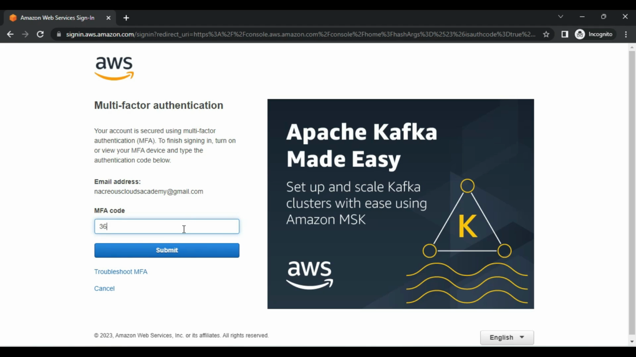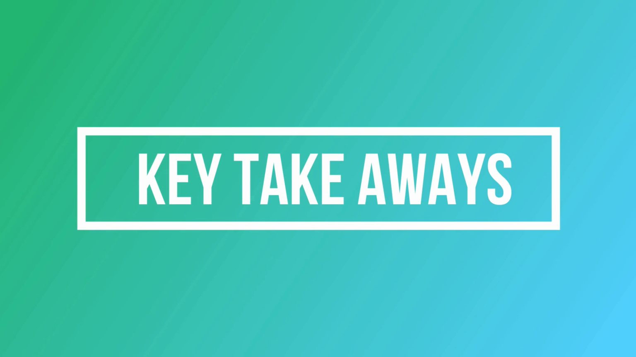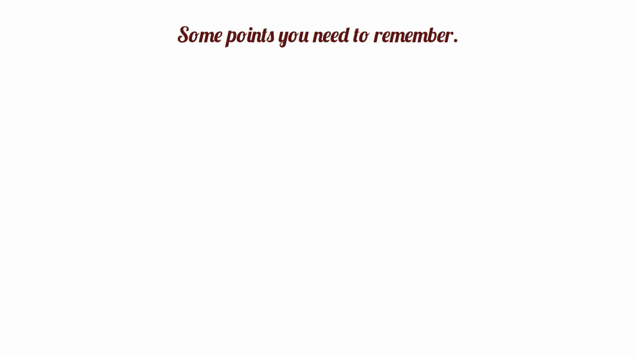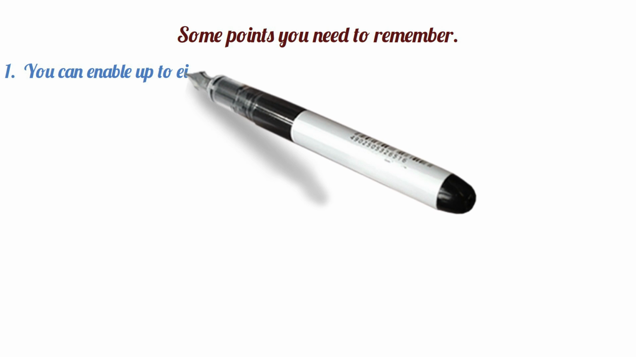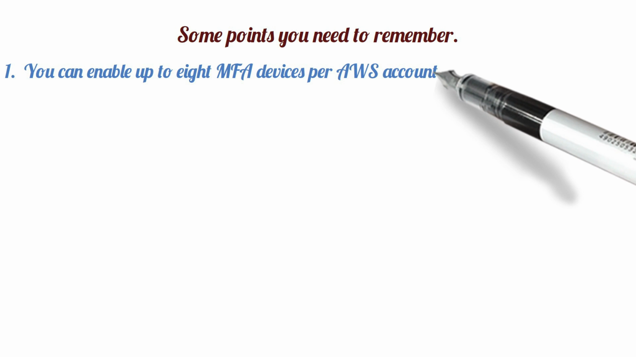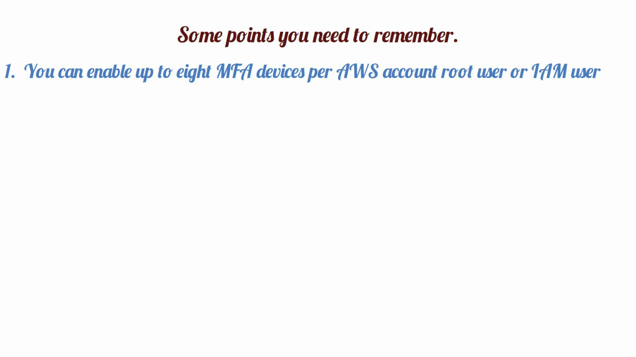Once you enter your auth key that you see on your mobile, you will be able to log in successfully to your AWS account. Now that you have set up the MFA feature on your AWS account, there are some points you need to remember. First one is, you can enable up to 8 MFA devices per AWS account for root user and IAM user. We will learn more about IAM user in our next sessions.